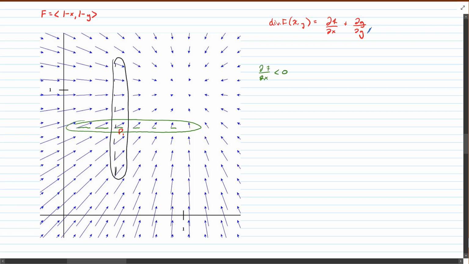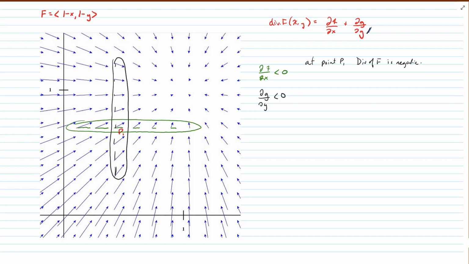So what we see is as we move from bottom to top, the y components of these vectors are decreasing. That's what this is asking us about. So we have that partial g, partial y is also less than 0. In this case, we happen to be adding up the divergence and each of the two quantities is negative. And so we get that at point P1, the divergence of f is negative. Actually, the way I designed this vector field, any point you pick, the divergence will be negative in this.